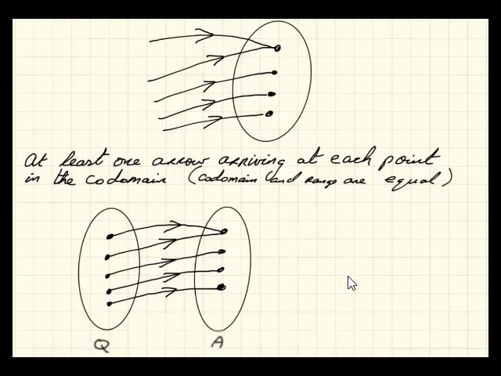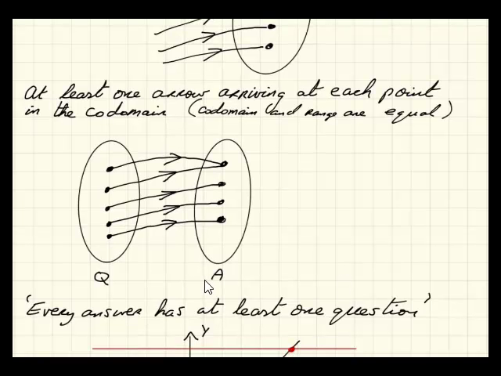We can say it more casually. It often helps to think of it like this: the domain is like a question, the codomain is like an answer. So surjective is kind of thinking backwards. It's every answer has at least one question. So each answer in the codomain has at least one corresponding question if you work backwards.